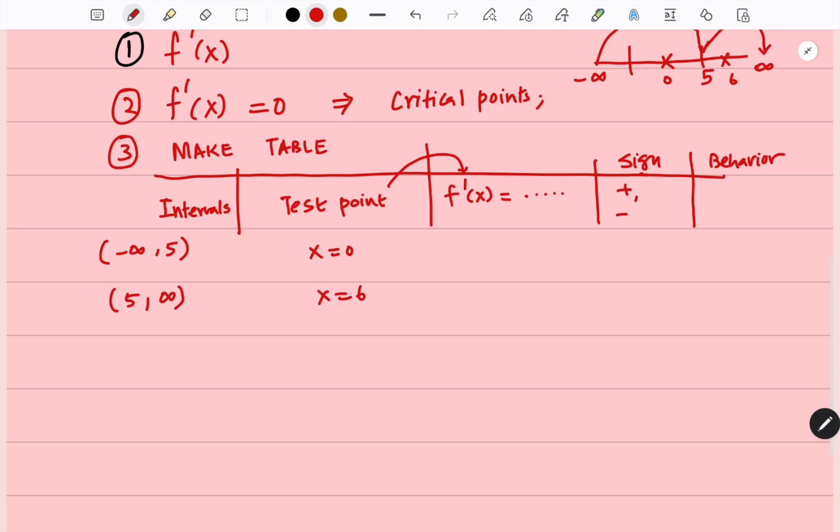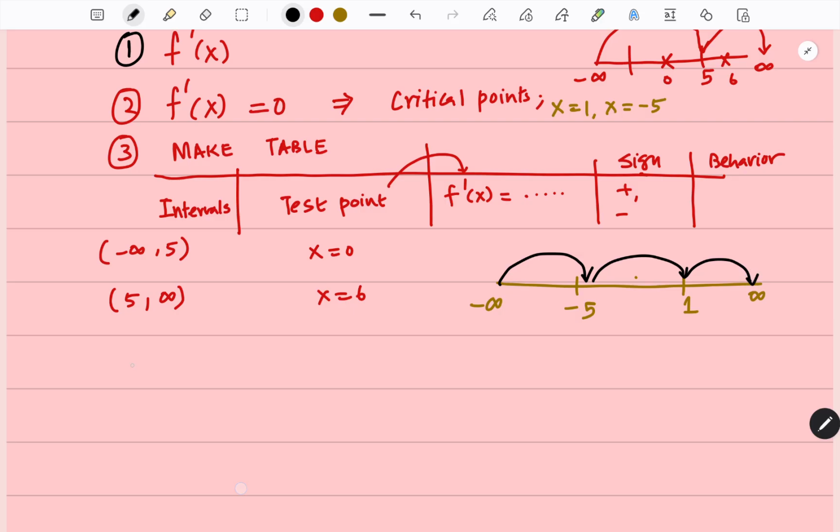Suppose you get critical points x is equal to 1 and x is equal to minus 5, for example. So draw the sketch. This is your point 1 and this is your point negative 5, and this is your minus infinity and this is your plus infinity. So what will be your intervals? Minus infinity comma minus 5, and minus 5 comma 1, and then 1 comma infinity. So there are 3 intervals you need to take.